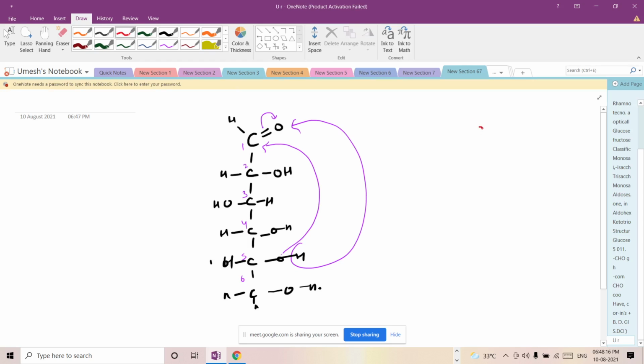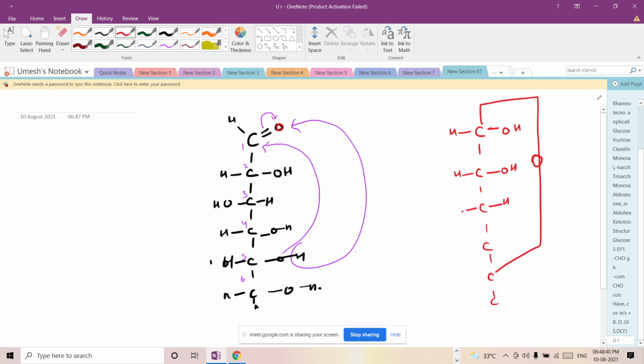With this, what will happen here? One, two, three, four, five, and six. Between 1 and 5, there will be a cyclic structure and oxygen will come in between. And this oxygen now gains the hydrogen from the fifth carbon atom. It becomes OH here. Like this.